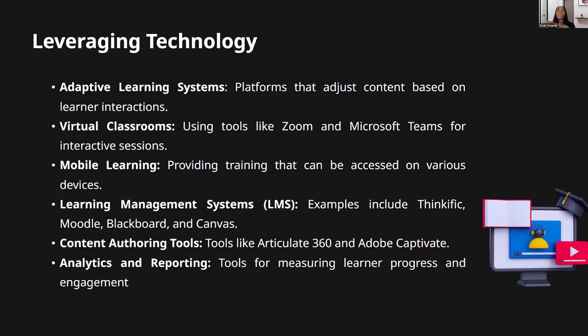Your virtual classroom also, if you have probably done your needs assessment and you've noticed some things, make sure that you leverage the assistive technologies on your virtual classrooms. Trust me, most of the softwares have assistive technologies and how you can incorporate it. Mobile learning also, ensure that training is accessible on different devices.